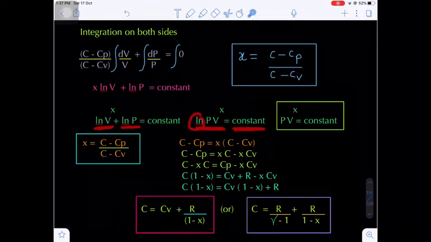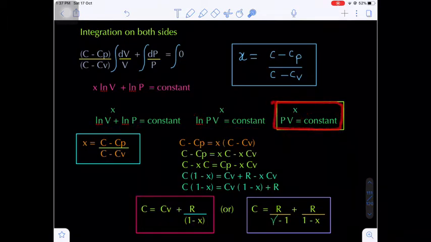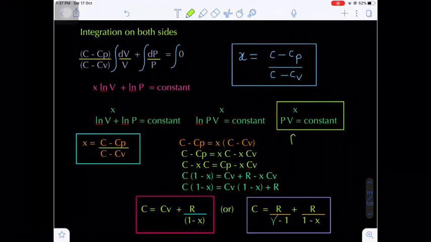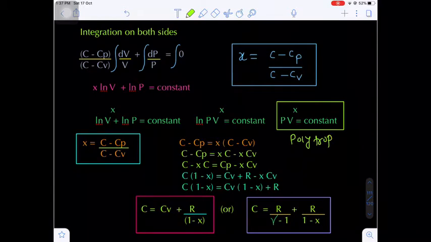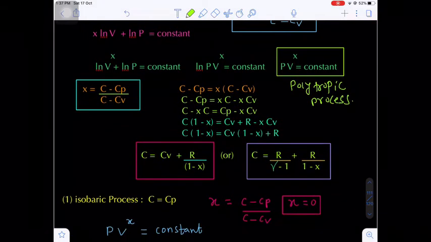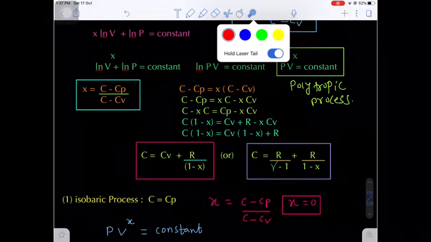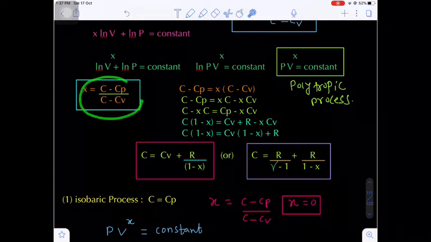Okay, if you bring the log to the right side you will get the anti-log, and again you will get one more constant. So overall, the final expression for a polytropic process is nothing but p into v to the power x is constant. This is the polytropic process general expression. Now, what is the value of x here? Nothing but (c minus cp) divided by (c minus cv).